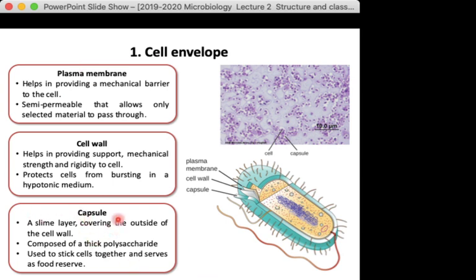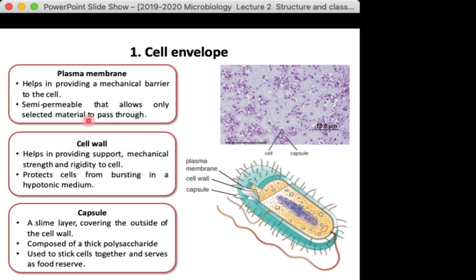Now let's take a look at the capsule first. It's the outermost layer. It's a slime. Slime means sticky. It's a sticky layer that covers the cell wall. The slime layer is composed of thick polysaccharide. Polysaccharide means sugar, for example starch and cellulose. The primary function of the slime is to help the bacteria stick on the smooth surfaces. Sometimes in starvation, when the bacteria do not have any food available, it serves as a food and energy reserve for the bacteria.